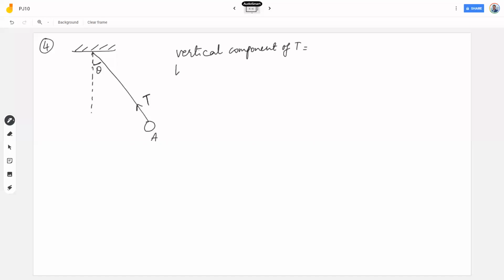Equal to dash. Horizontal component of P equal to dash.